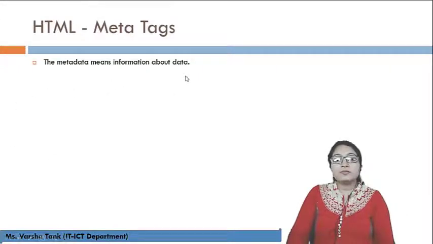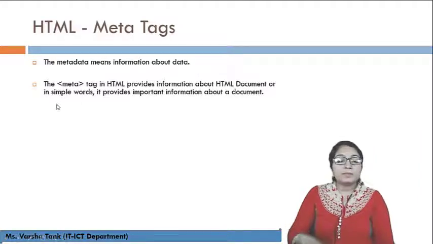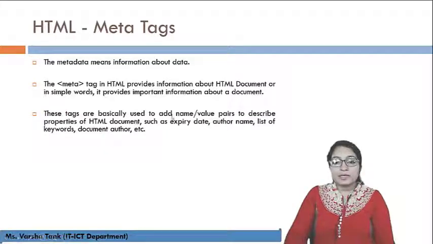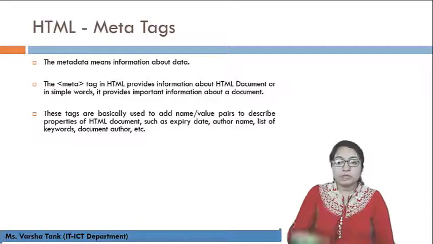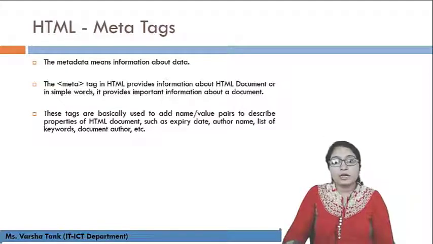The meta tag means information about the data. So meta, that means what? Data about data, information about the data. The meta tag in HTML provides information about the HTML document, or in simple words, it provides important information about a document. These tags are basically used to add name value pairs to describe the properties of the HTML document, such as expiry date, author name, list of keywords, document author. So any type of information you want to specify, you can use the name value pair and you can use the meta tag for such purpose.